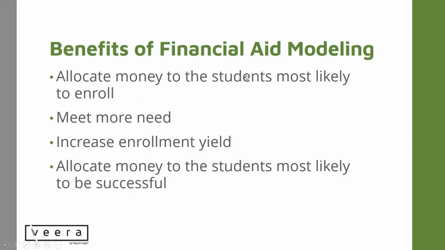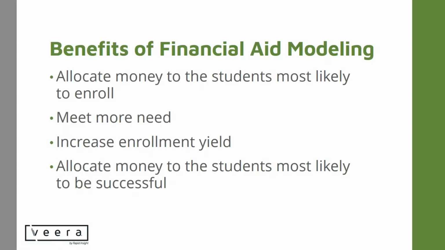If you do incorporate financial aid into your modeling effort, it allows you to allocate that money to the students who are most likely to enroll, so that you're not offering money to students that aren't going to enroll. Because what that does is it ties you up. You aren't able to offer that financial aid to other students who need it until, of course, it's too late and you left money on the table. It does allow you to meet more need from among those who do enroll, meaning that you have a class that is more thoroughly supported and you're more fully meeting your institutional mission.